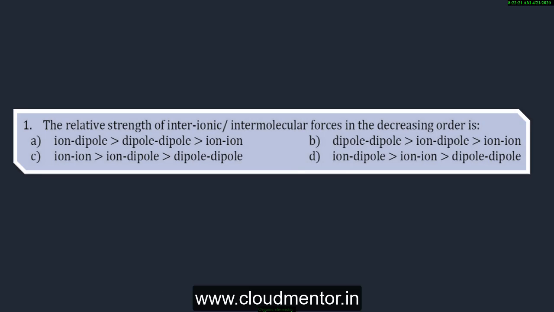Now, moving on to our question. The relative strength of interionic or intermolecular forces in the decreasing order is: A. Ion-dipole greater than dipole-dipole greater than ion-ion. B. Dipole-dipole greater than ion-dipole greater than ion-ion. C. Ion-ion greater than ion-dipole greater than dipole-dipole. D. Ion-dipole greater than ion-ion greater than dipole-dipole.